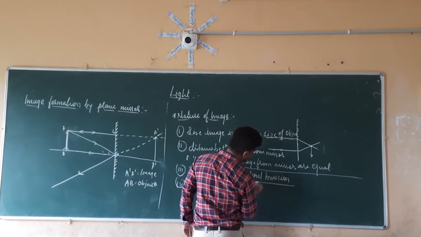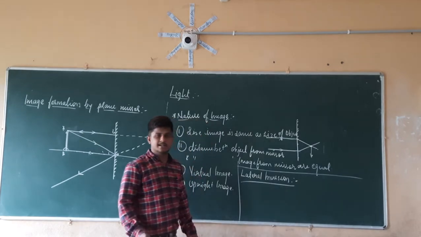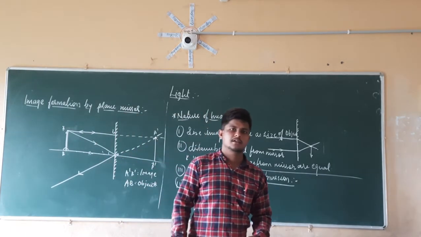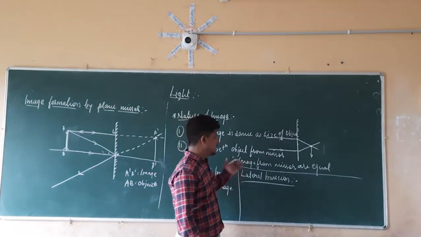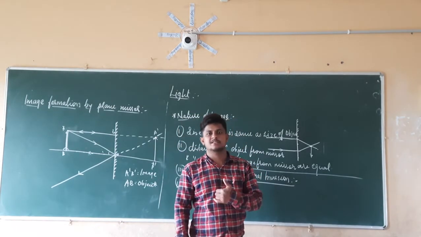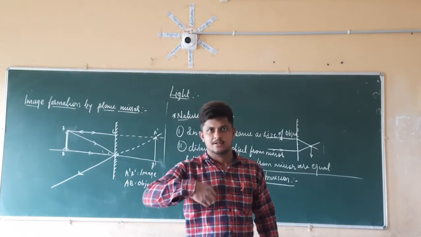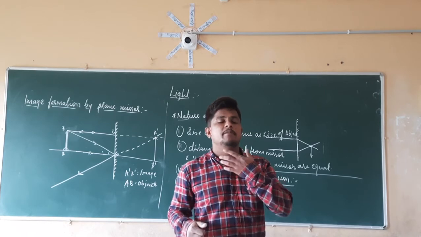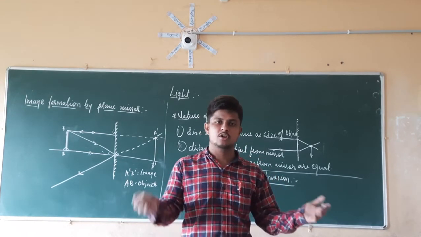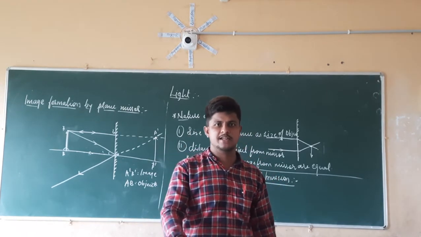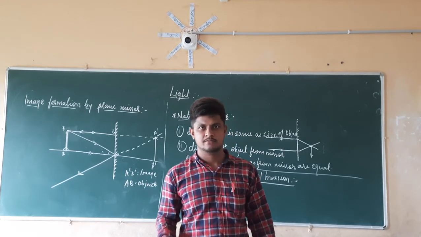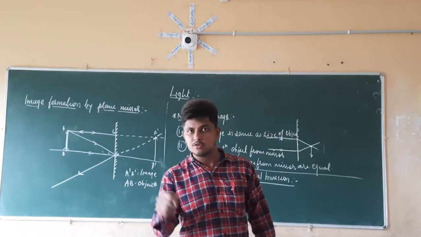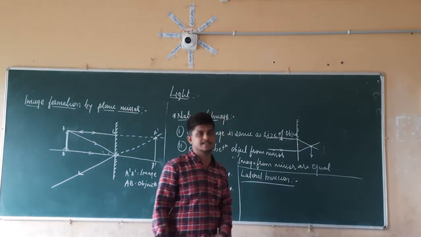So what do we mean by lateral inversion here? Inversion is completely opposite. Laterally means sideways, not upside down. Like if I am standing like this, it is not looking inverted: my head is not in the downward direction and my legs are not in the upward direction. But how does it look? My right leg looks left and my left leg looks right. Because of that, it is known as lateral inversion.